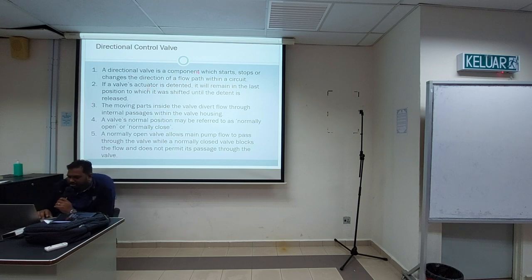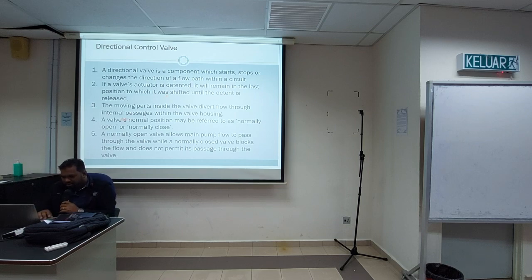If a valve actuator is detented, detented means it has steps, like the fan at home. There is speed 1, speed 2, speed 3, so it's a 3-detent, meaning there are 3 levels. It will remain in the last position to which it shifted until the detent is released. Like the fan, you press speed 1, it stays at the same speed until you press off or change speed. So a directional control valve, if it detents, can function like that.